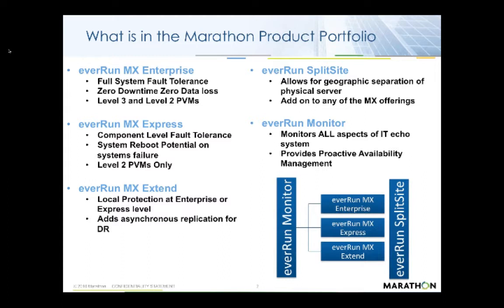Now, moving down a little bit, we start talking about Everrun MX Express. Express offers what we call component level fault tolerance. What that means is that if you were to have a network adapter fail, or a RAID controller fail that was serving up your primary storage to your virtual machines, or some other disk failure, an Express protected virtual machine, or level 2 protected virtual machine, would compute through those component level failures. Now, system reboot potential is there in the event that you have a complete server failure.